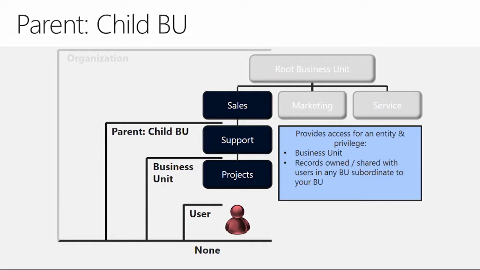Parent-child gives you business unit access plus the ability to work with records that are owned or shared with users in any subordinate business unit to your business unit. So if I'm in the sales business unit and I have parent-child, I would now have the ability to see all accounts in the system that are owned by me, anybody in the projects business unit, support business unit, or sales business unit. I can't see marketing or service because they're not a subordinate business unit from my perspective. So the more you give them, the more access options that I have.